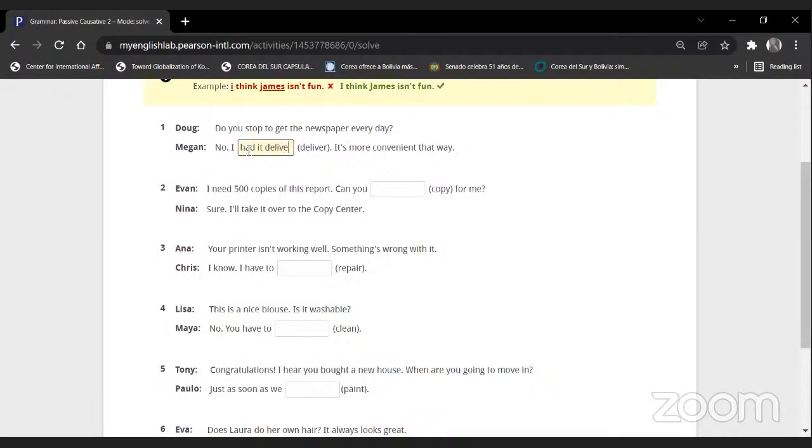I have it on paper. It's more convenient that way. In this part, for example, the question is asking in present. So have has to be in present. I have it delivered, right? One question: in this case, the verb, even if have is in present, doesn't change, like the past. Never. It's always going to be in the third column, the past participle.